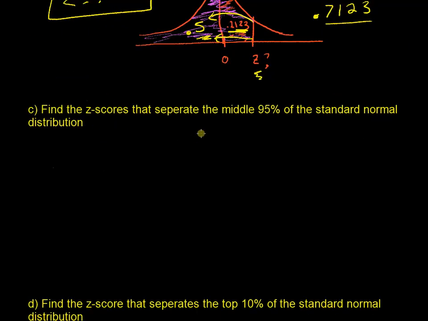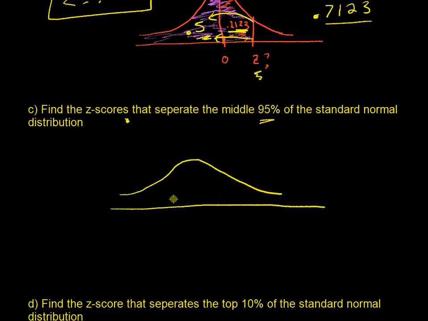Find the z-scores, this is more than one z-score they're looking for, that separates the middle 95% of the standard normal distribution. All right, so let's draw this out. Okay, so here's 0 in the center. Middle 95%, that'd be here. 0.95 is in the middle. So we're looking for this z-value and that z-value.